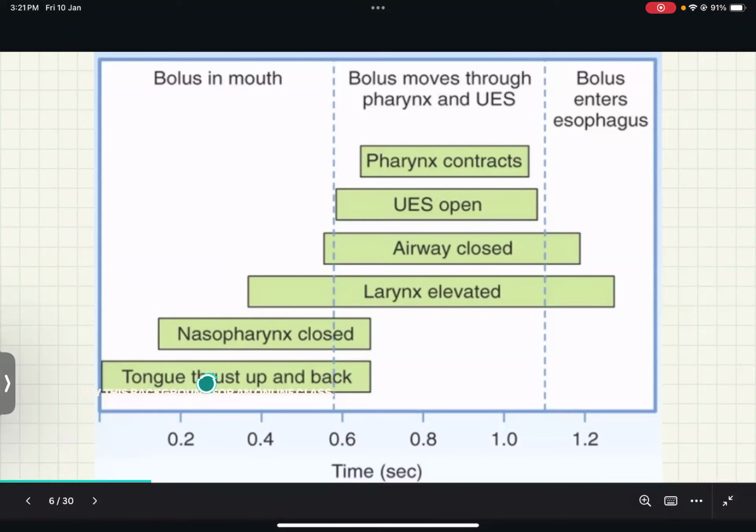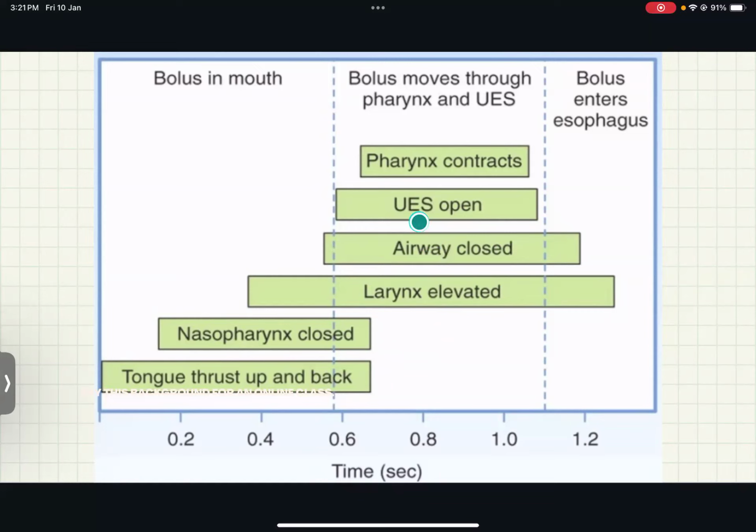So from there, the nasopharynx closes. This is to prevent the bolus from going up into the nasal cavity. We'll see this in diagrams, and we'll repeat this a couple of times. This is just a quick overview. And then the larynx is elevated in order to close the airway so that the bolus does not end up going to the trachea. Otherwise this would cause aspiration of the food in the trachea, or what we call choking.